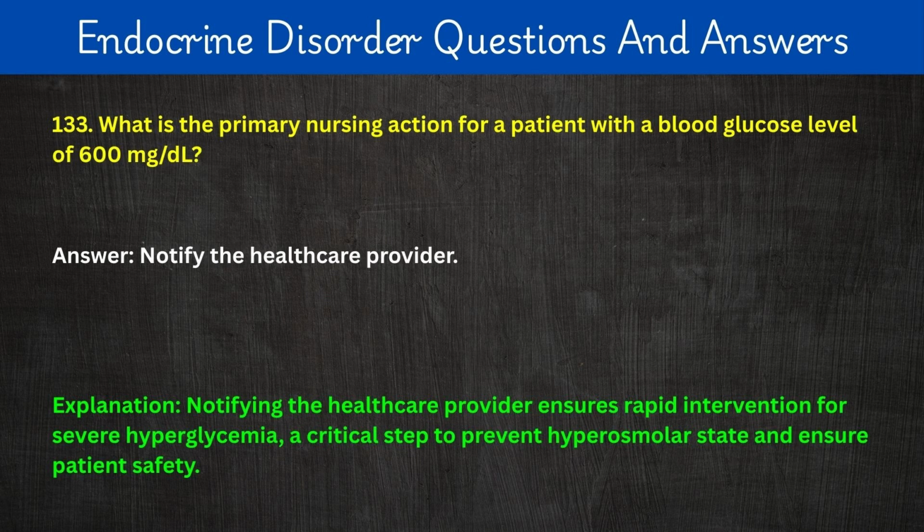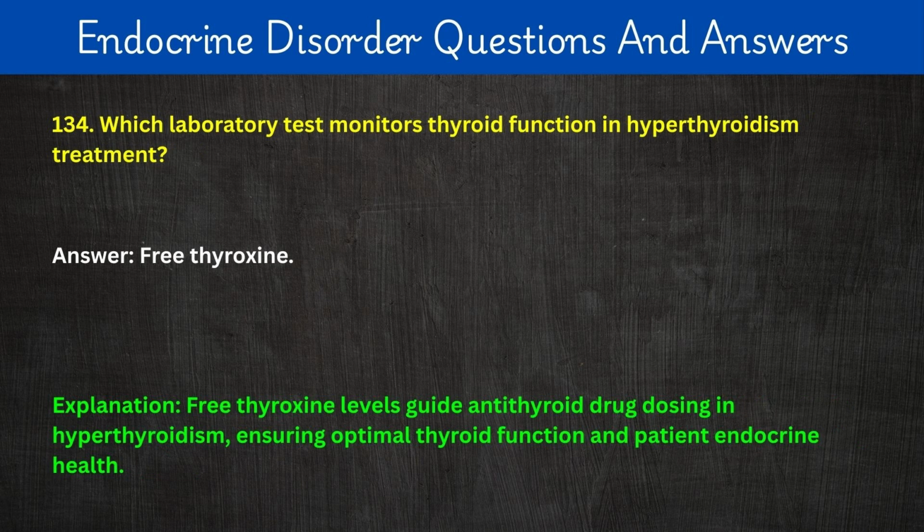133. What is the primary nursing action for a patient with a blood glucose level of 600 milligrams per deciliter? Answer: notify the healthcare provider. Explanation: notifying the healthcare provider ensures rapid intervention for severe hyperglycemia, a critical step to prevent hyperosmolar state and ensure patient safety.